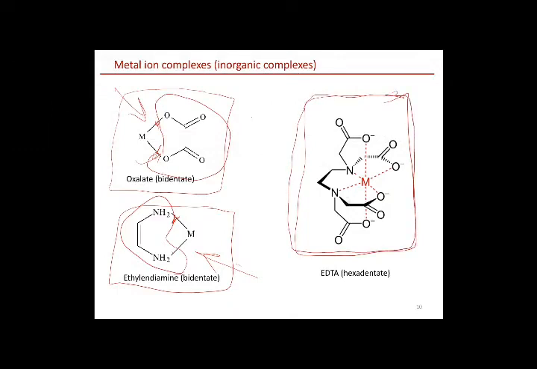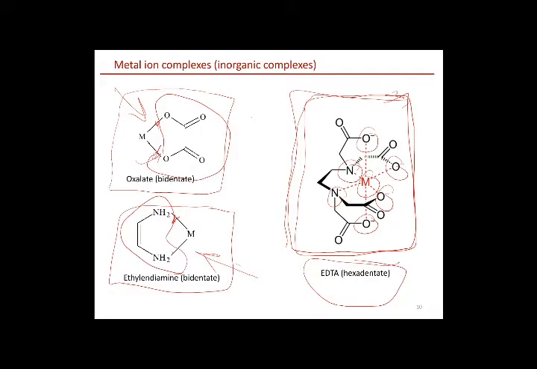This is EDTA, or ethylene diamine tetraacetic acid. So it has 6 binding sites that can bind or make bonds with the central metal, which is the substrate. This EDTA compound is really important in many applications, in pharmaceutical, industrial, and toxicological applications, that we will talk about in a minute.